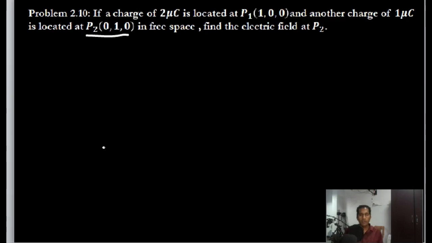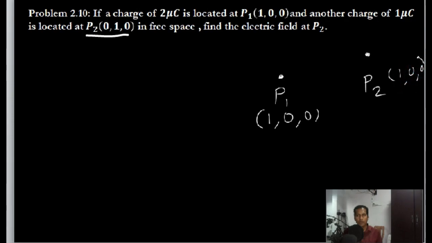The first task is to find out the source and destination. Say this is our one point P1, and simultaneously we have another point P2. They are in space. Say P1 is located at (1, 0, 0), and P2 is located at (0, 1, 0). So what is the source? Source is the one who is applying the force, and the destination is the one who is facing the force. So we have to find out the force or electric field intensity on P2.